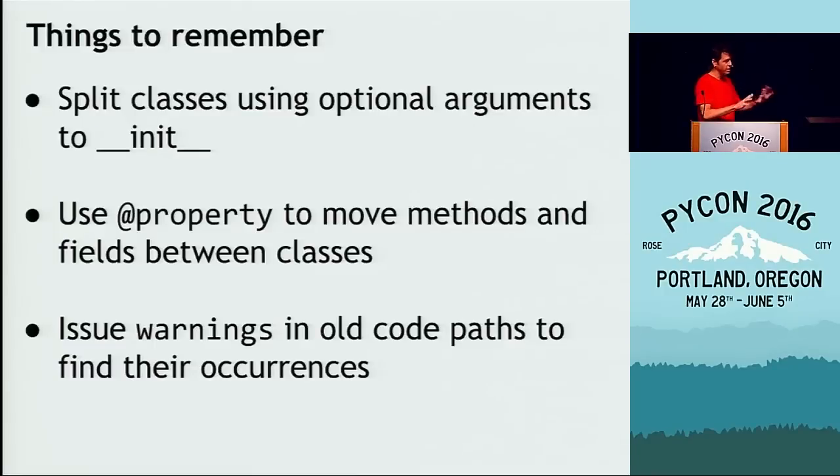OK, so that's splitting a class. Things to remember here are to use optional arguments. That's the best way to split a class. Use property to move methods and fields between the classes and the inner classes. And then you can issue warnings to let you know, hey, this is where my code is having issues with the old usage. This is what I actually have to migrate over to the new usage.